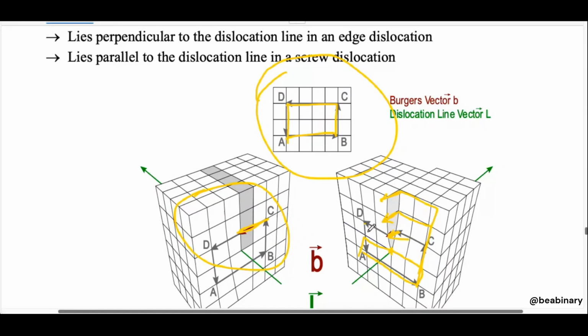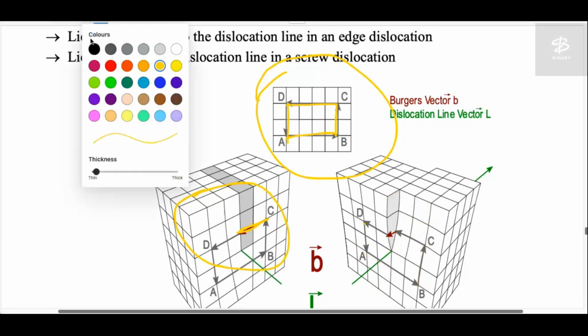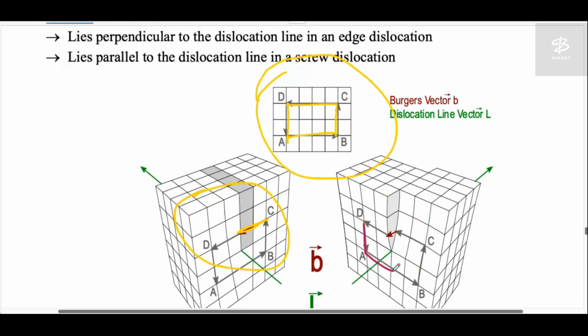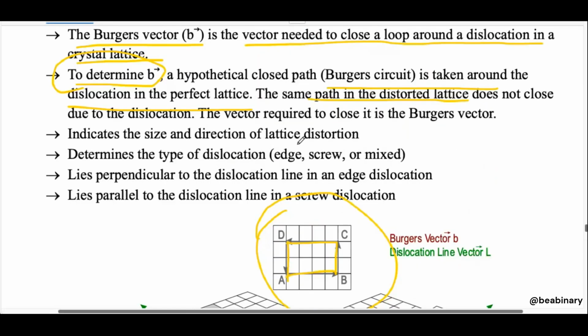As you can see in this image, you have come here, here, here, here, and this way. Now you just need to add up this one vector to complete your loop. So this extra vector is your Burgers vector. Then you follow the second step.